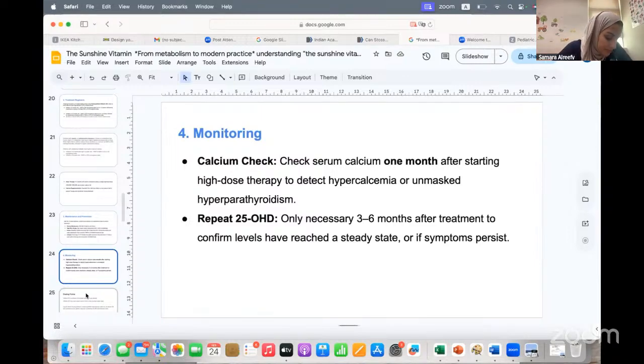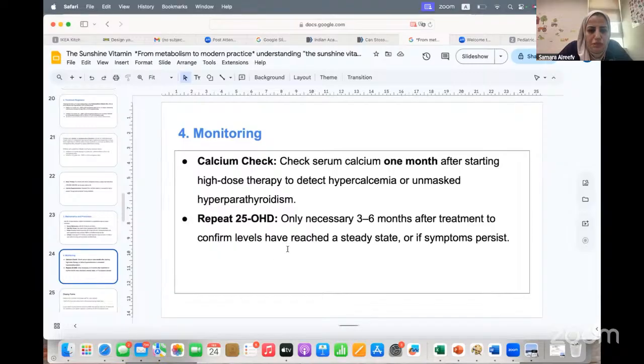Do we repeat? What's the recommendation after the proposed duration of supplementation or correction? The levels are recommended to be repeated 3 to 6 months after starting the treatment, and for calcium to monitor at least 1 to 2 months after starting the treatment.